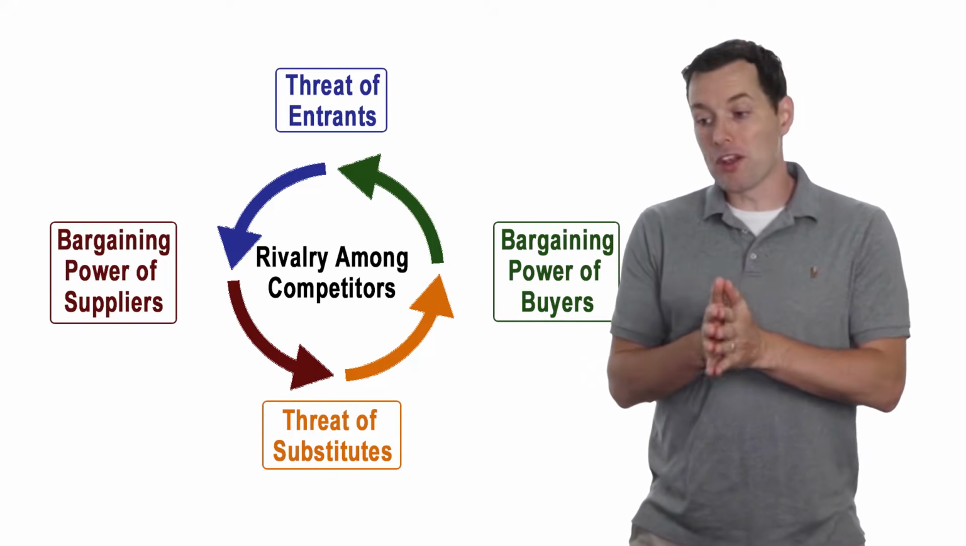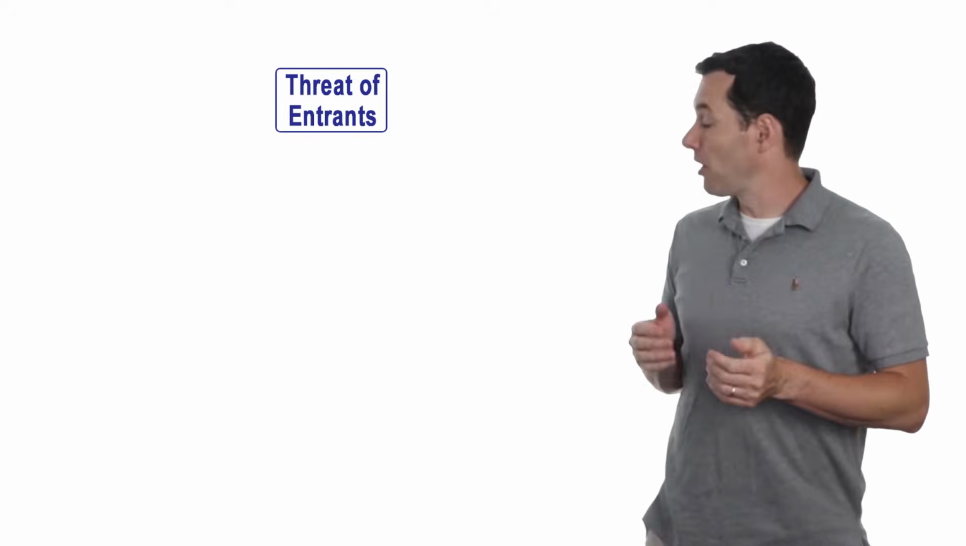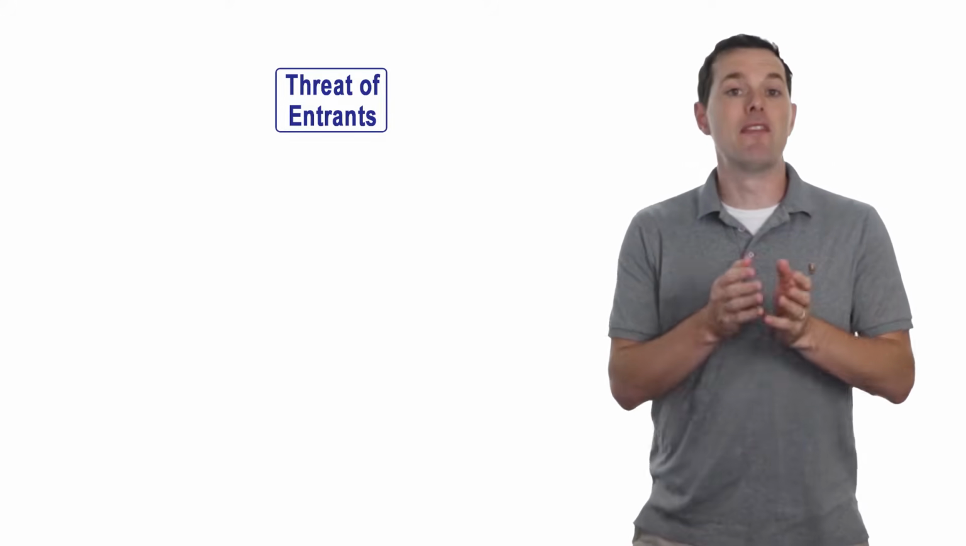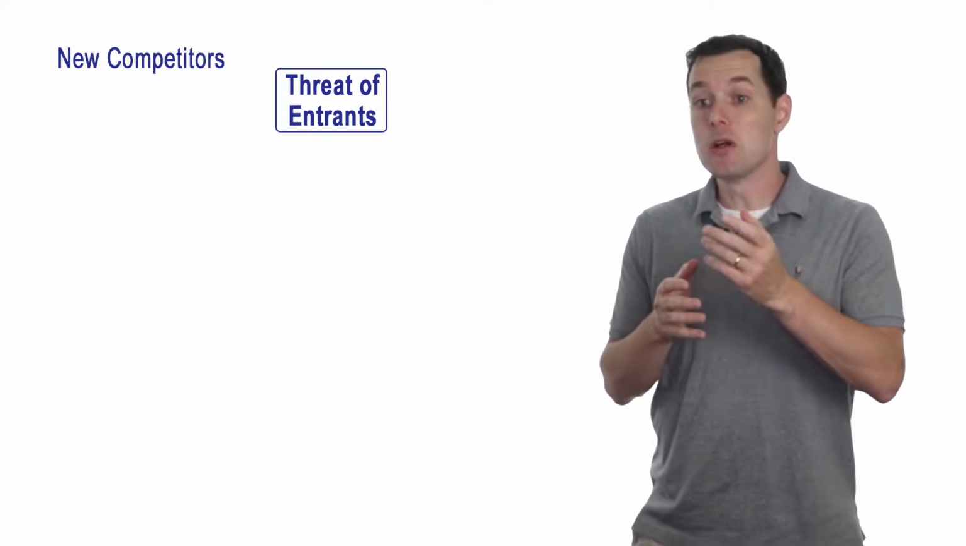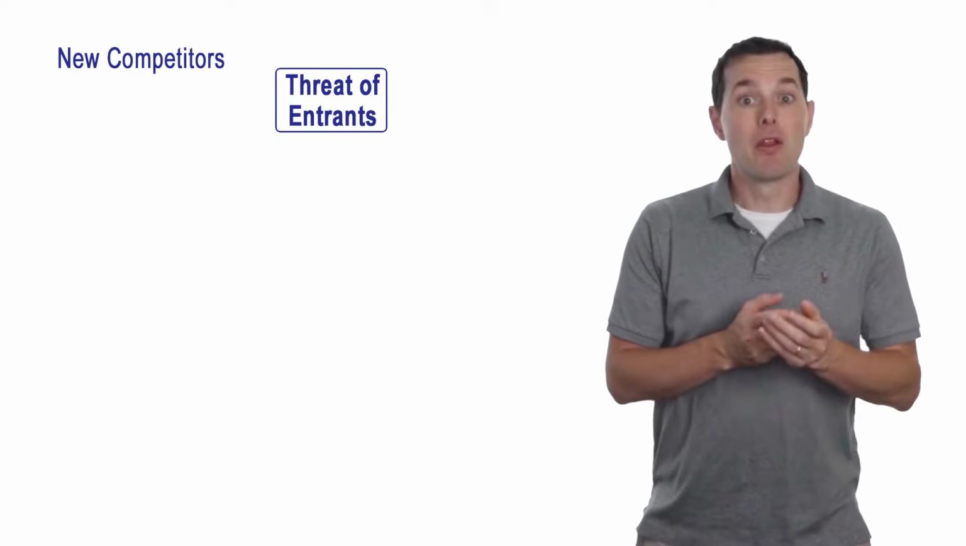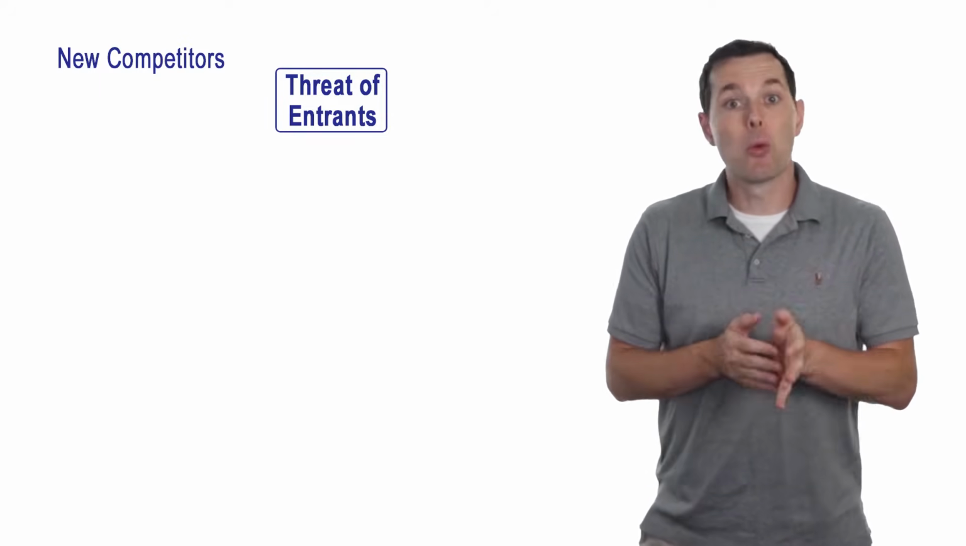So the first one of Porter's 5 forces is the threat of new entrants. With the threat of new entrants, what we're looking for is the potential of another company coming into, in this case, Tesla's automotive industry and competing with them. The more companies that come into the industry, well, the worse that is for the companies that are already in that industry.